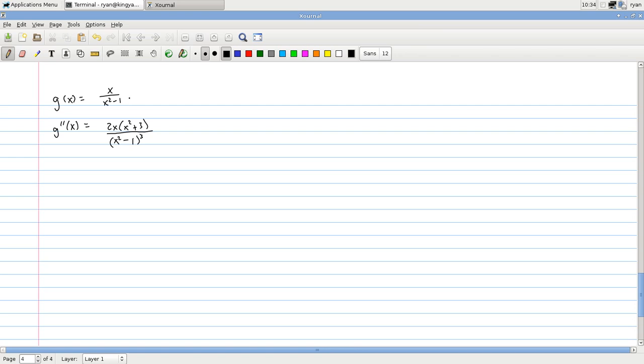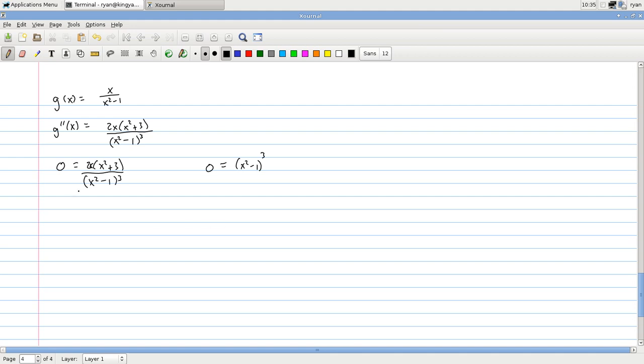Taking the derivative of g prime and simplifying, we get this as its second derivative. So what we'll do is we want to see where this is 0 and where it's undefined. So if we set g double prime of x equal to 0, we get 0 equals 2x times x squared plus 3 over x squared minus 1 cubed. And to see where it's undefined, we set the denominator equal to 0. So x squared minus 1 cubed equals 0.